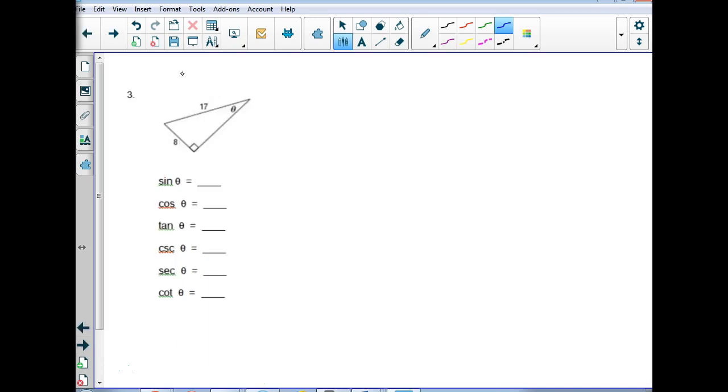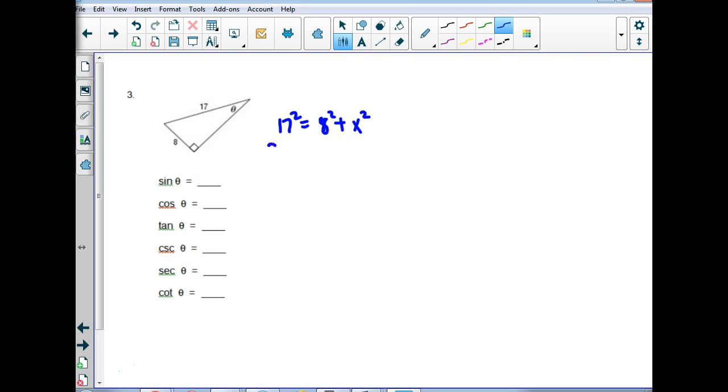All right. Number 3. Now I'm just going to write sine, cosine, and tangent, and then I'm going to do the cosecant, secant, and cotangent. First, I'm going to find my adjacent leg. So I'm missing a side. Okay, so 17 squared, and it doesn't matter if you start with the hypotenuse, then you say 17 squared equals 8 squared plus x, or whatever you want to call it.